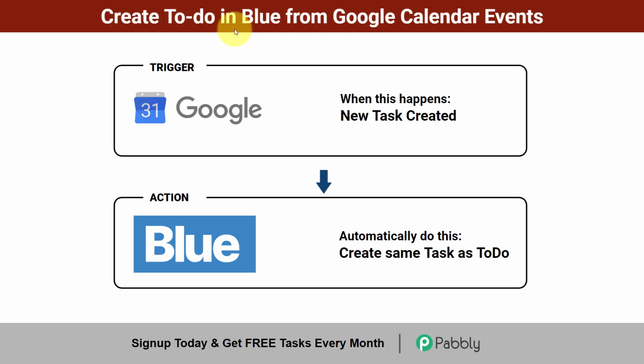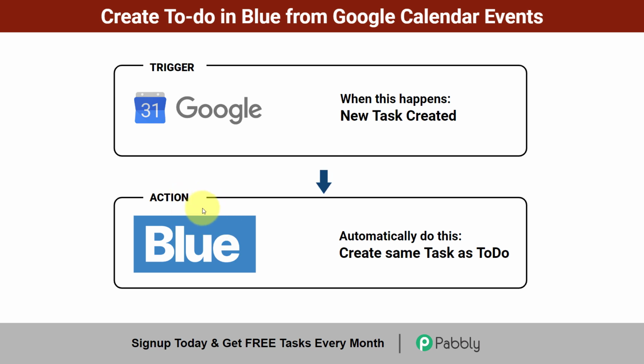Create to-do in Blue from Google Calendar events automatically. So Blue is a project management software where to-do means creating a task for the team members, and in this video I'll show you how you can sync your Google Calendar task with the Blue software automatically.